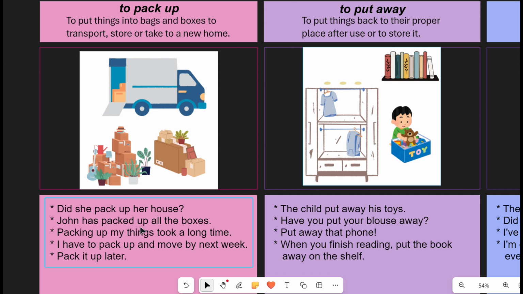John has packed up all the boxes. So let's say someone has done this. Someone has put all the things inside boxes. John has packed up all the boxes. Packing up my things took a long time. Next, I have to pack up and move by next week.